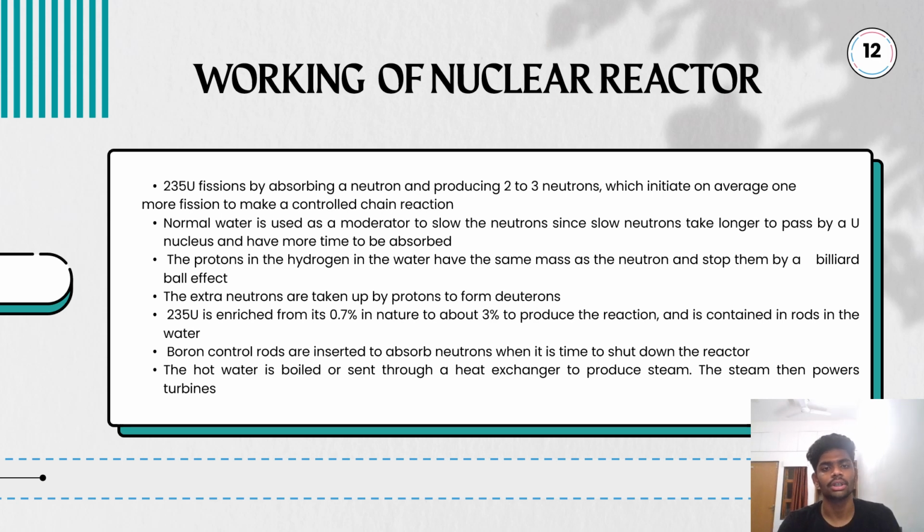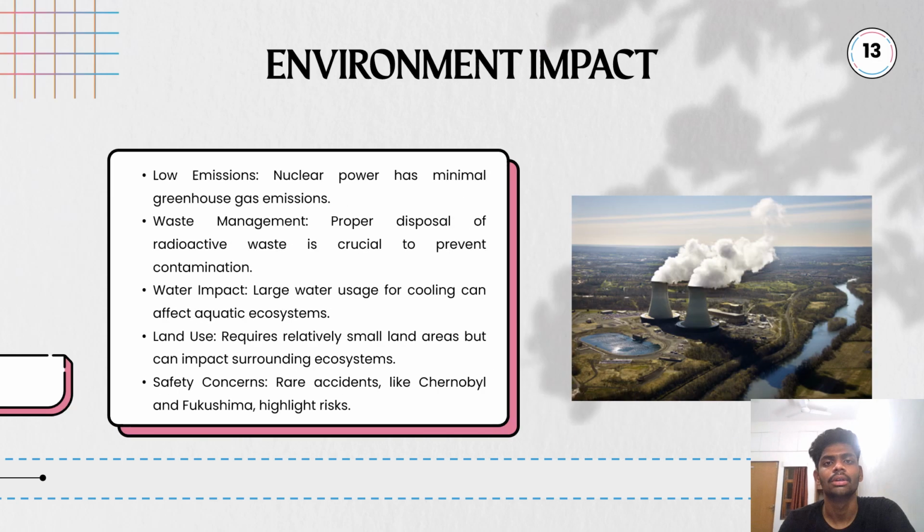The extra neutrons are taken up by protons to form deuterons. 235U is enriched from its 0.7% in nature to about 3% to produce the reaction, and is contained in rods in the water. Boron control rods are inserted to absorb neutrons when it is time to shut down the reactor. The hot water is boiled or sent through a heat exchanger to produce steam. The steam then powers turbines. This is the working of a nuclear reactor.